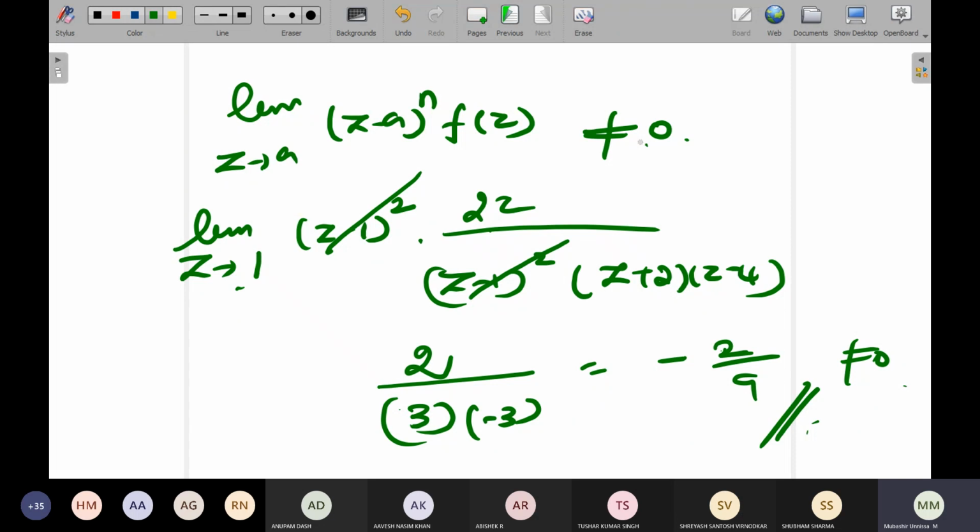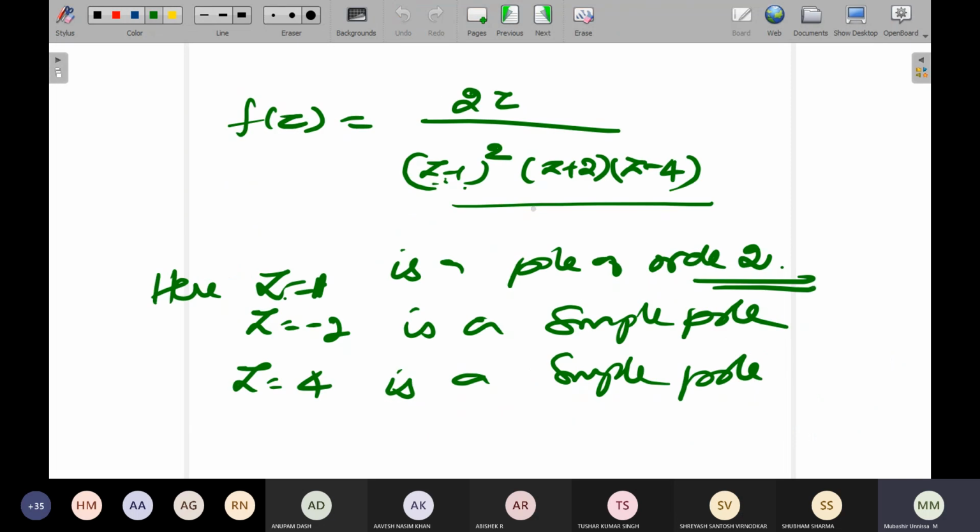So instead of doing all these things, when the problem is given directly, equate the denominator to 0. Whatever power you have, that will be the order. Remember this shortcut. Is it clear? Yes, ma'am. What is the difference between a pole and a singular point? See, in a singular point we don't talk about the order. Here z equals 1 is a singular point, z equals minus 2 is a singular point, and z equals 4 is a singular point. Understood, ma'am.